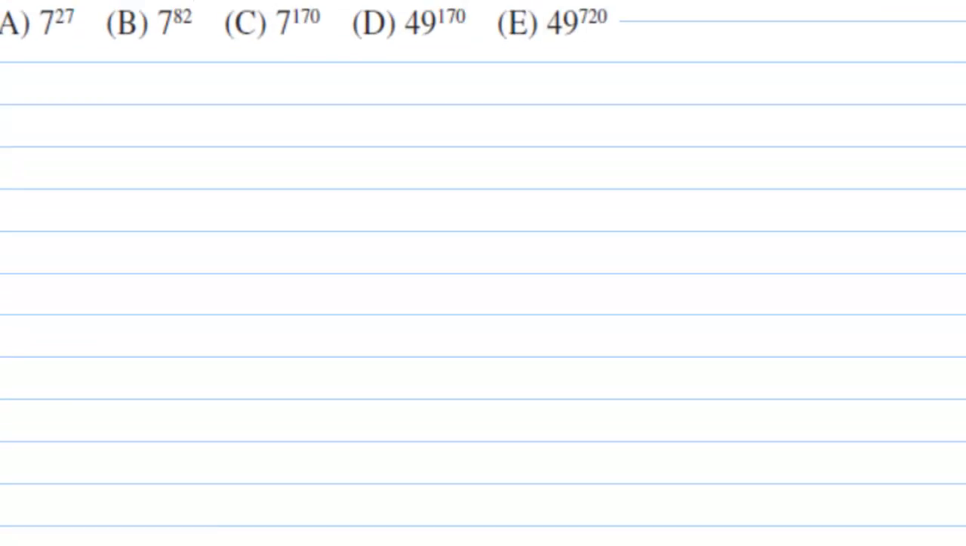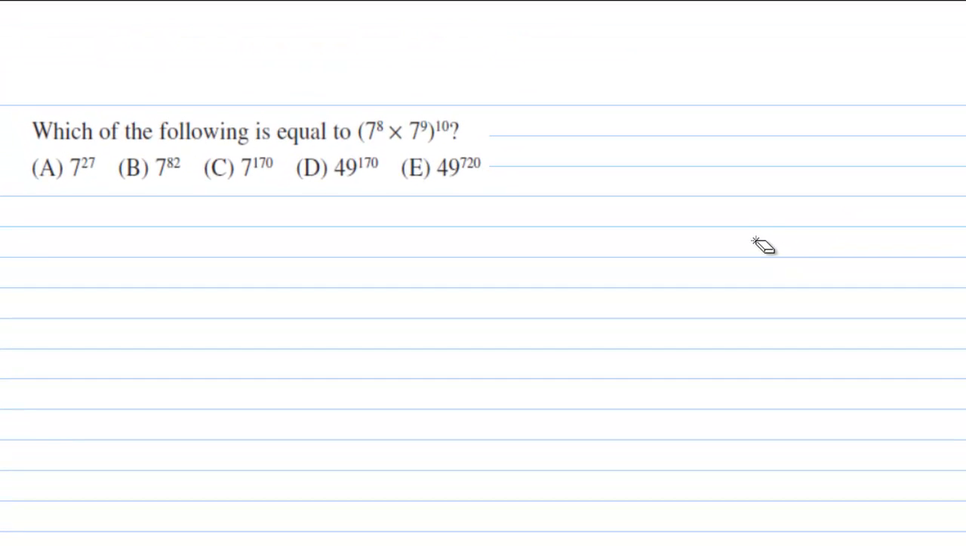Here it says, which of the following is equal to 7 power 8 times 7 power 9, all raised to the power 10? So we need to do what here? We need to simplify this expression. And again, it's clear this is exponents. It means we have to use the laws of exponents. All right, let's see. So I'm going to write the expression here: 7 power 8 times 7 power 9, all raised to the power 10.